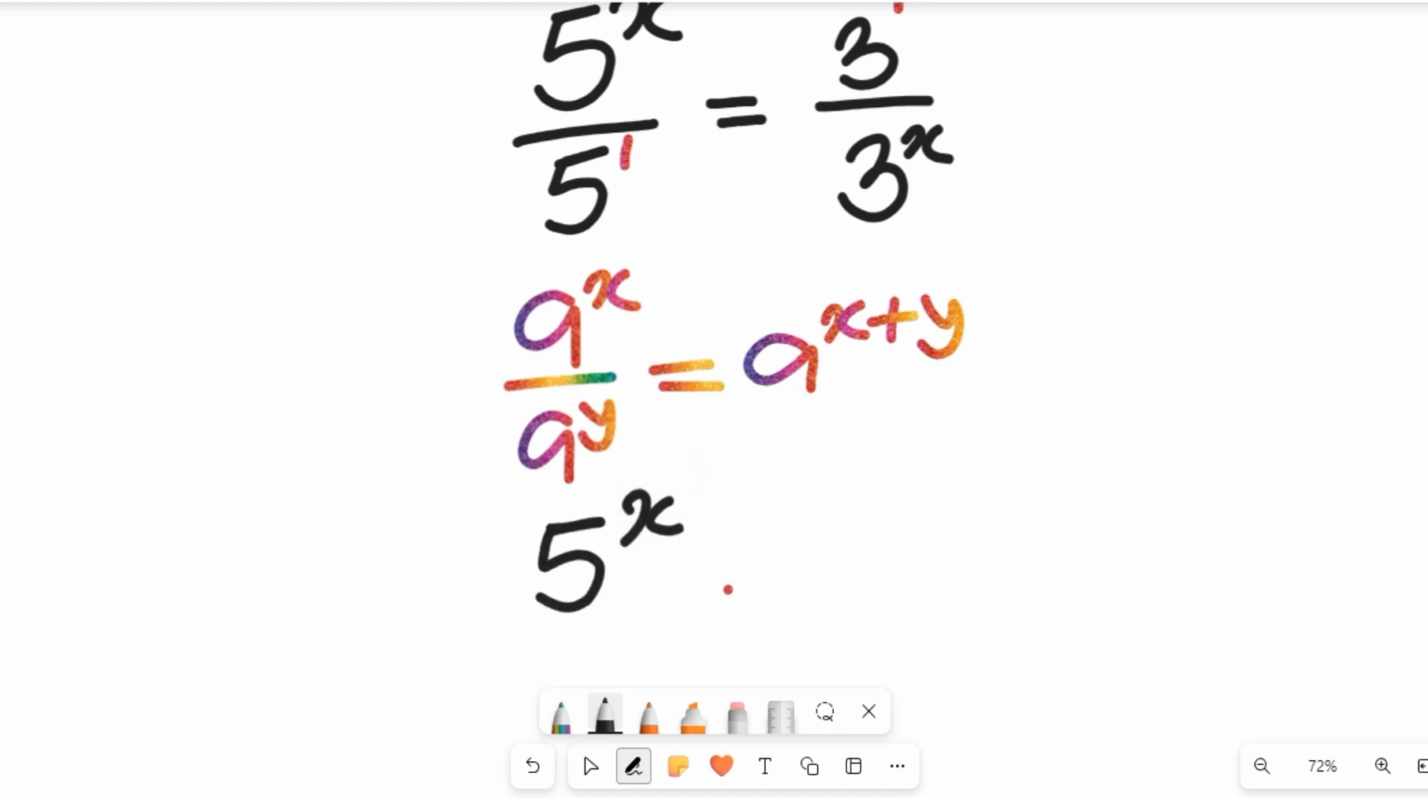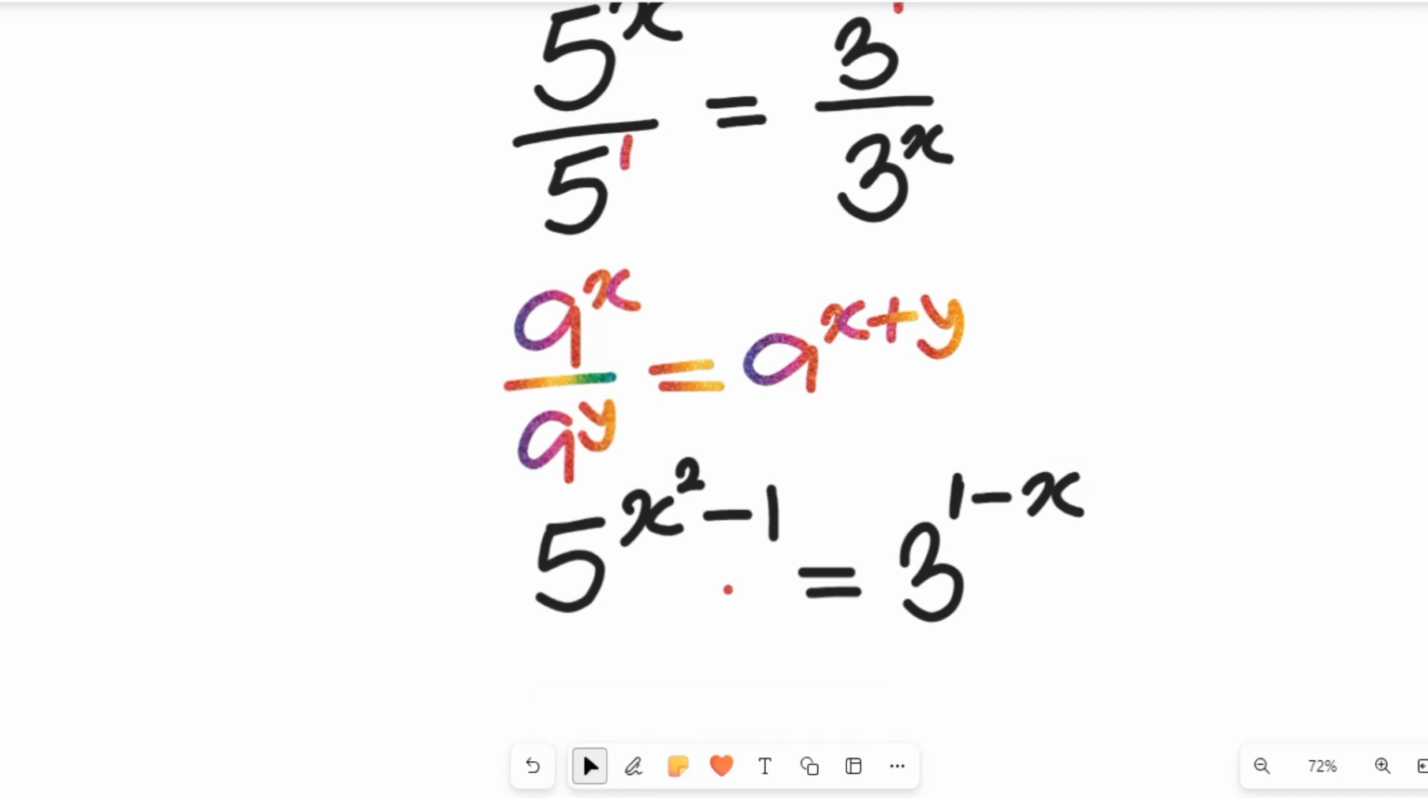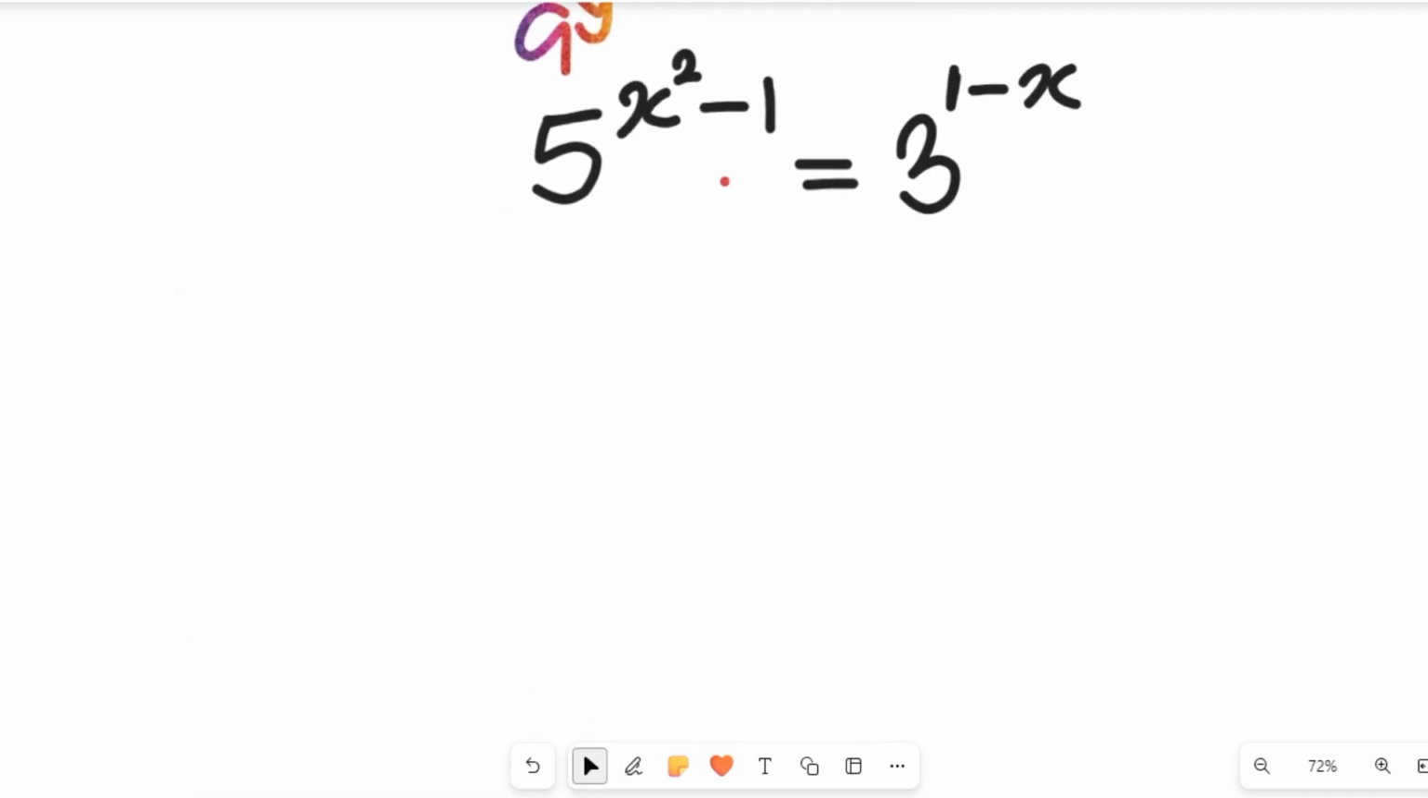So if we apply that to that expression, that value will give us 5, right, to the power of x squared minus 1, right? And this will be equal to 3 to the power of 1 minus what? Minus x. That is the point at which we will get to.